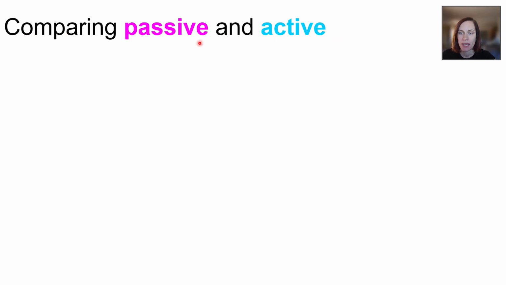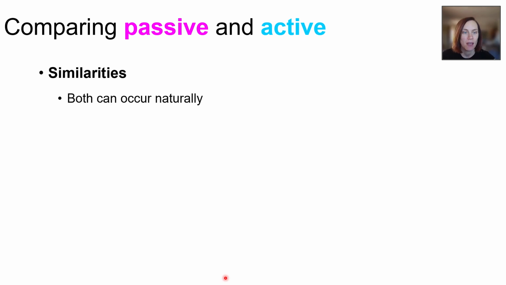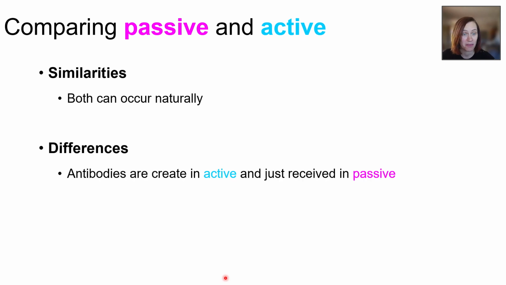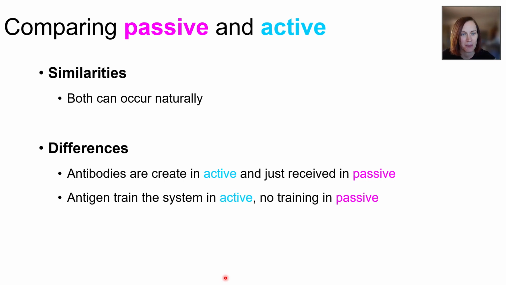If we focus on comparing active and passive immunity, please note there are far more options than what I'm providing you here. Similarities: both of them can occur naturally, both of them can be artificial. We can see that in what we've talked about already. In terms of differences, antibodies are created in active or just received in passive. That's the definition of active versus passive, right?